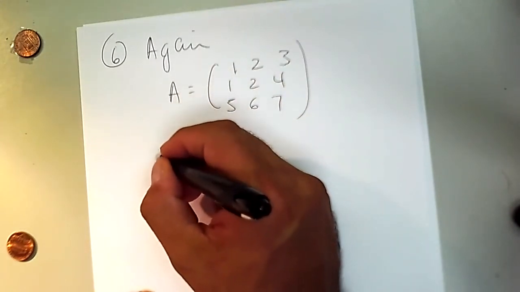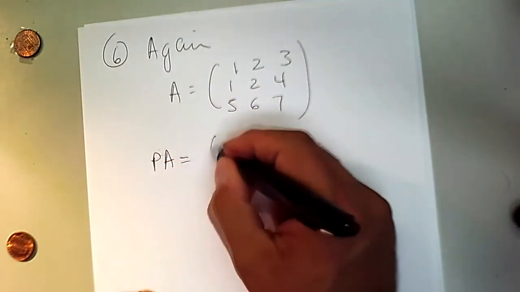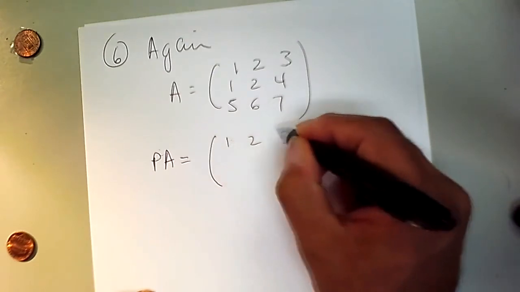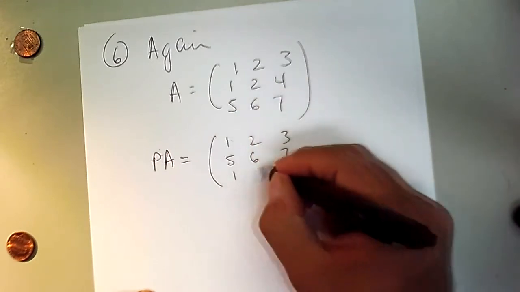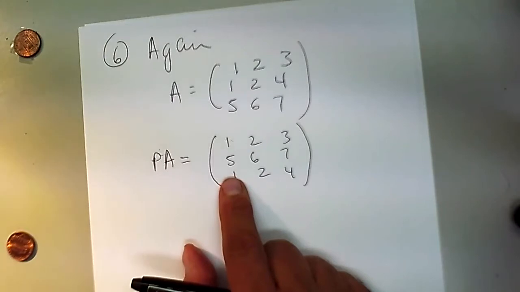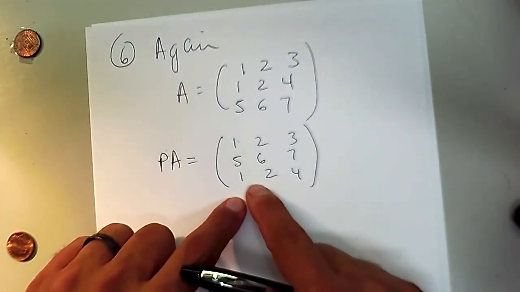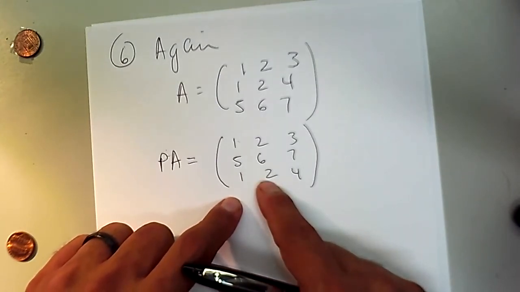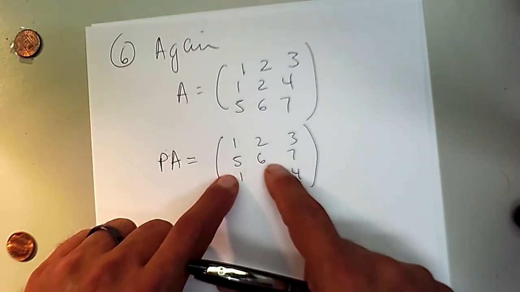Modify PA, rather modify A so that we don't have to have a permutation. So 1, 2, 3, permute that and put 5, 6, 7 on the second and 1, 2, 4 last. That's going to create 2 zeros here, but that's okay because on an upper triangular matrix, 2 zeros on the bottom is a good thing. 2 zeros in the middle at first is a bad thing.